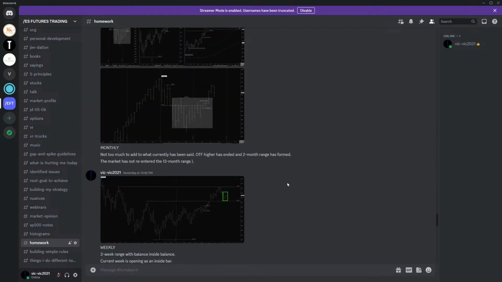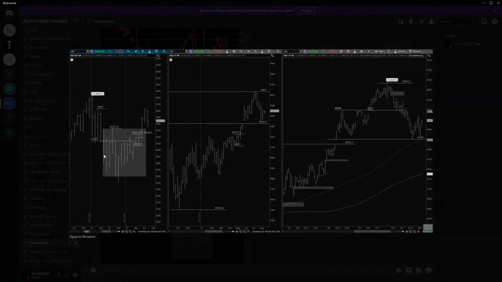And from the homework, I couldn't avoid observing that this month has come back inside the previous month's range. It's not below anymore, but the main thing in the monthly is it has not re-entered this range. The trend to the upside has ended. There could be some range forming here, some range trading, but it didn't get back inside here.